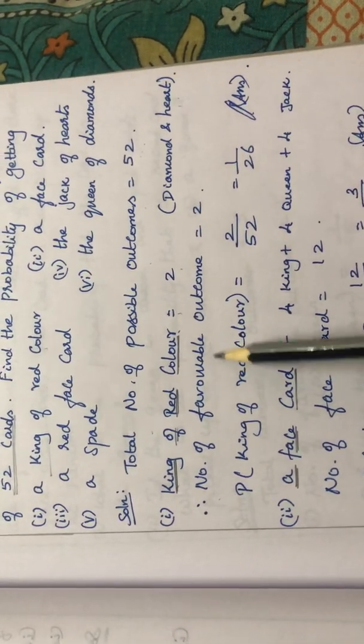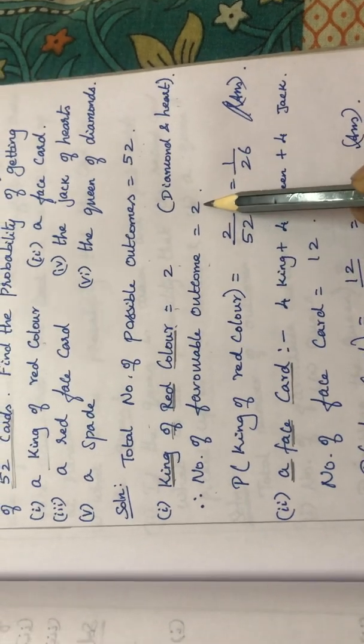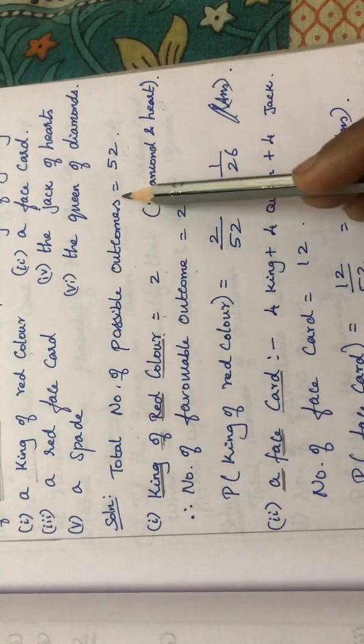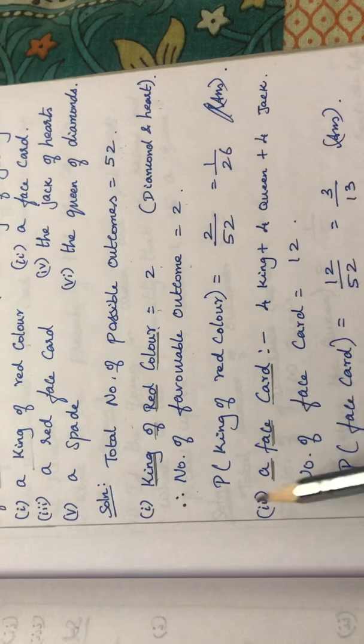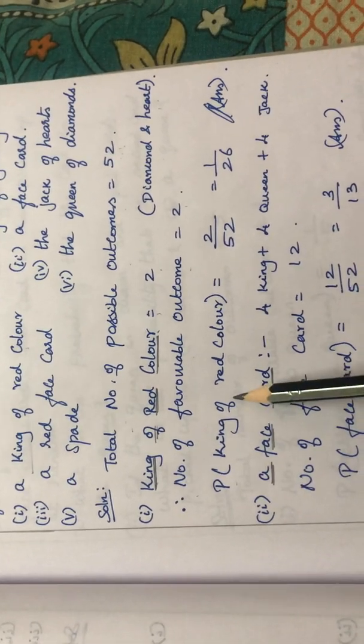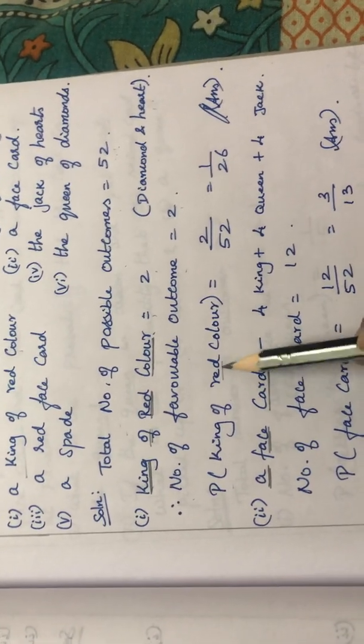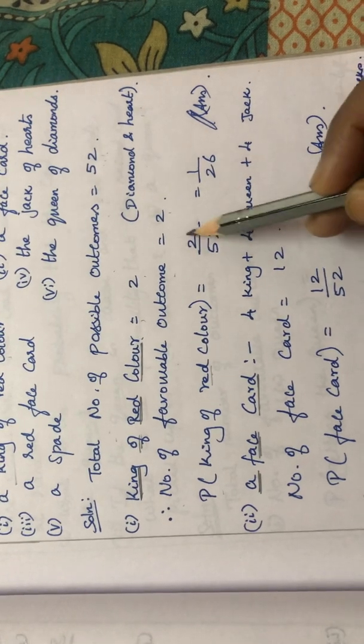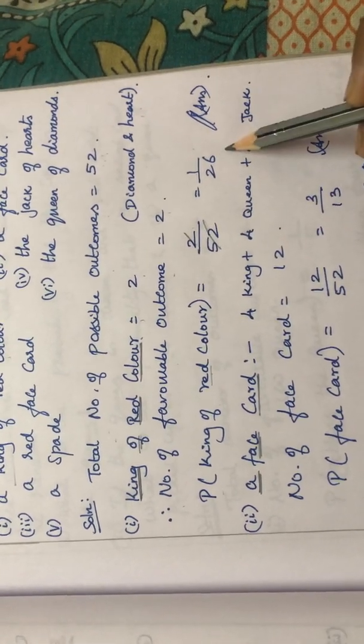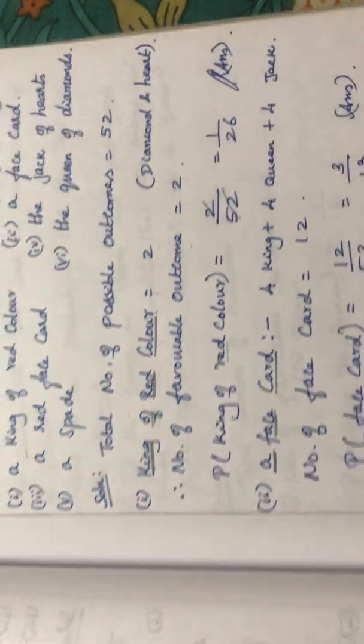Therefore, number of favorable outcomes is equal to 2. The total number of possible outcomes is 52. Therefore, probability of getting a king of red color is 2 by 52. When I am simplifying, I will get 1 by 26.